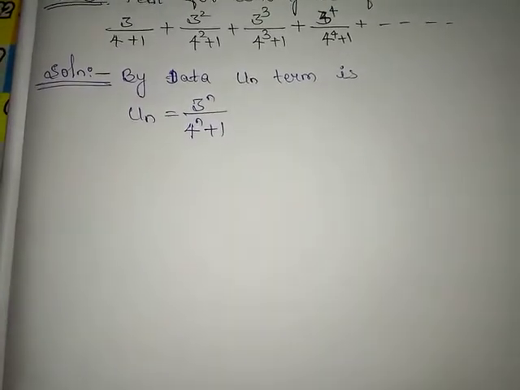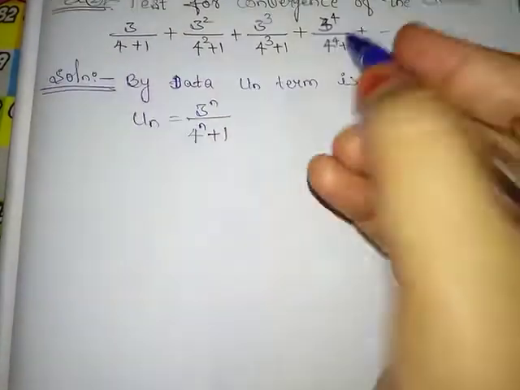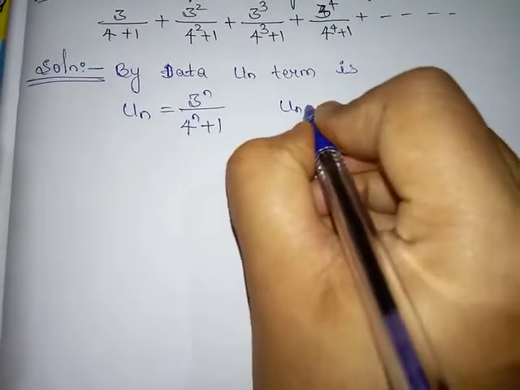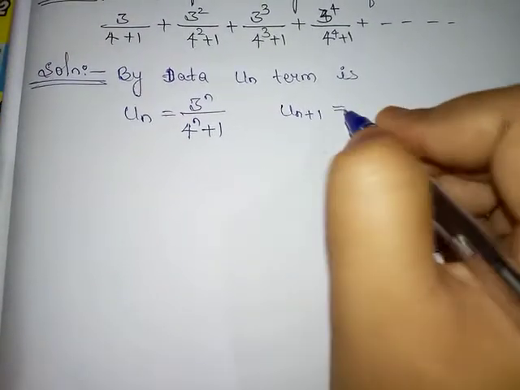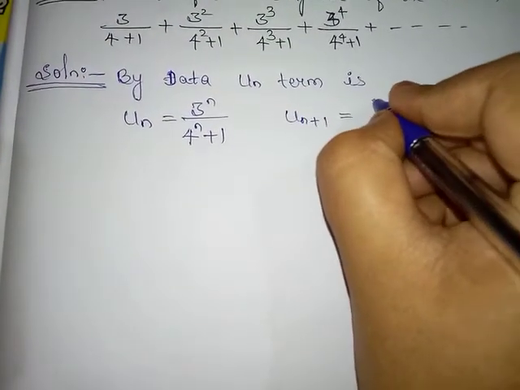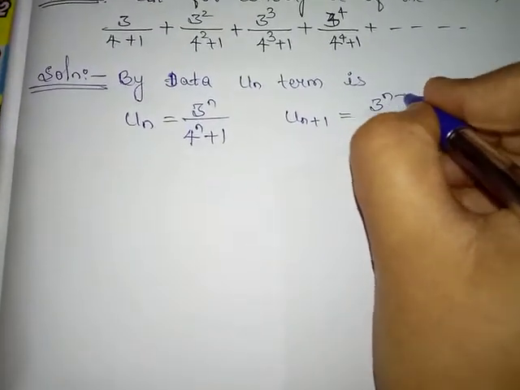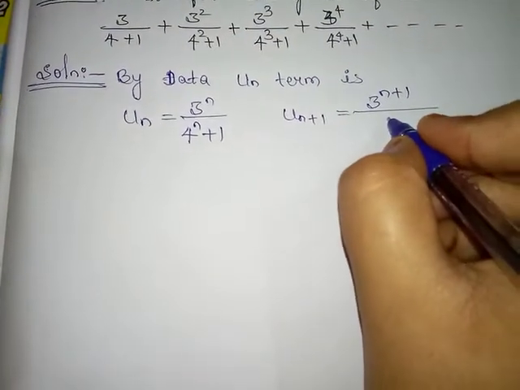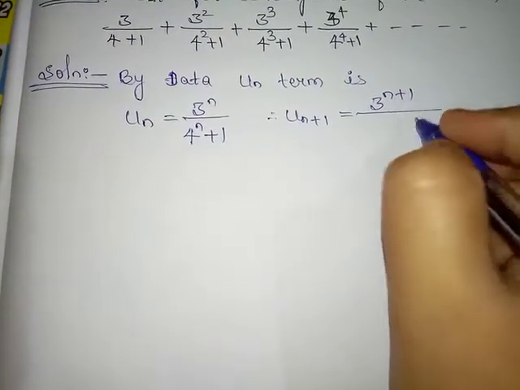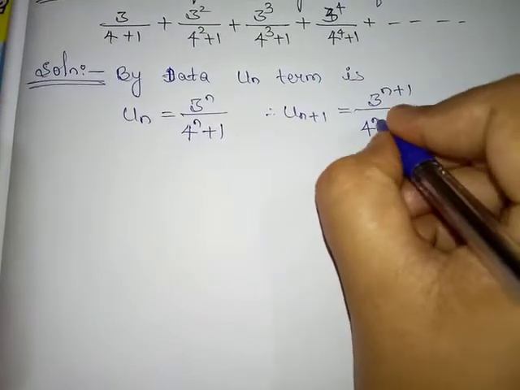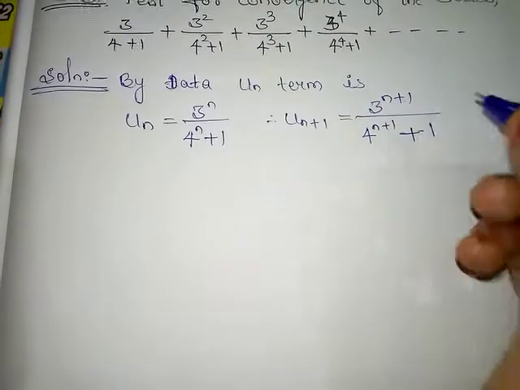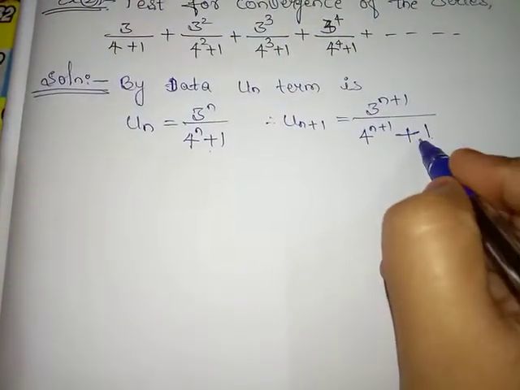Before going to the result of D'Alembert's ratio test, we know that in that result we have u(n+1). For your convenience, first calculate what will be the u(n+1) term. Therefore u(n+1) term is 3 raised to n plus 1 divided by 4 raised to n plus 1 plus 1. These two are in the power. This is plus 1, this plus 1 is here.